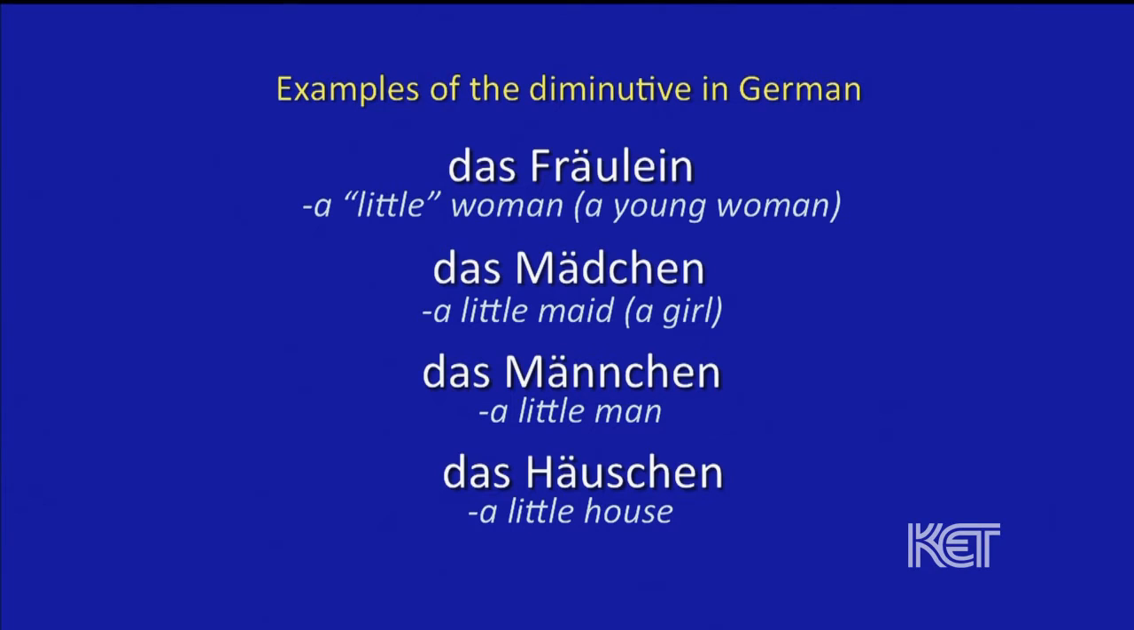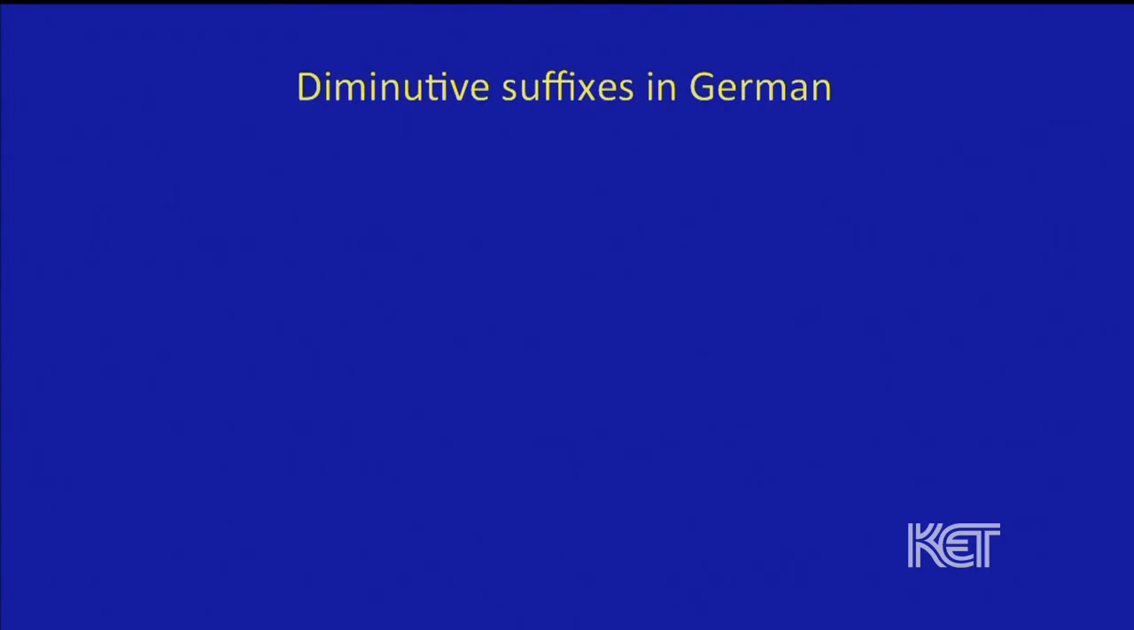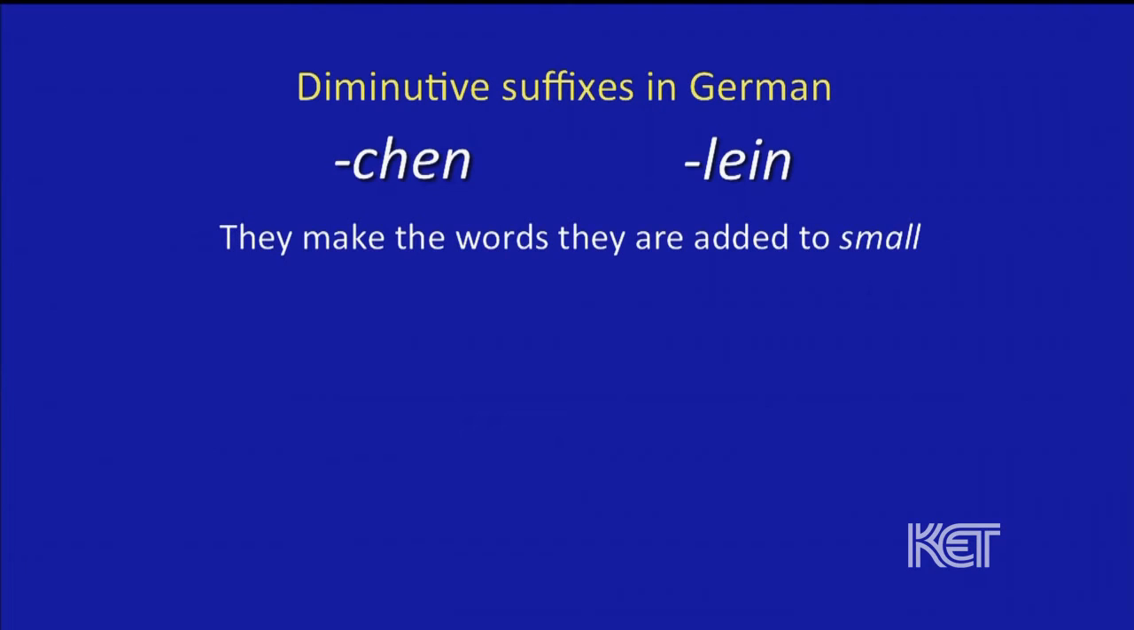What's something that you notice about all of these? Well, for one, I see either a chen suffix on most of them, the last three, and a lein on the first one. Richtig. Those are common diminutive endings in German. Chen and lein are the two most common diminutive suffixes in German. That means they make the nouns they're added onto small.